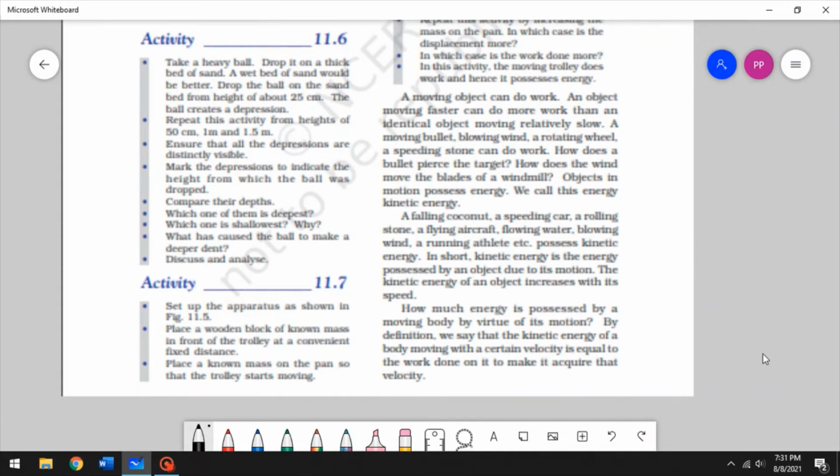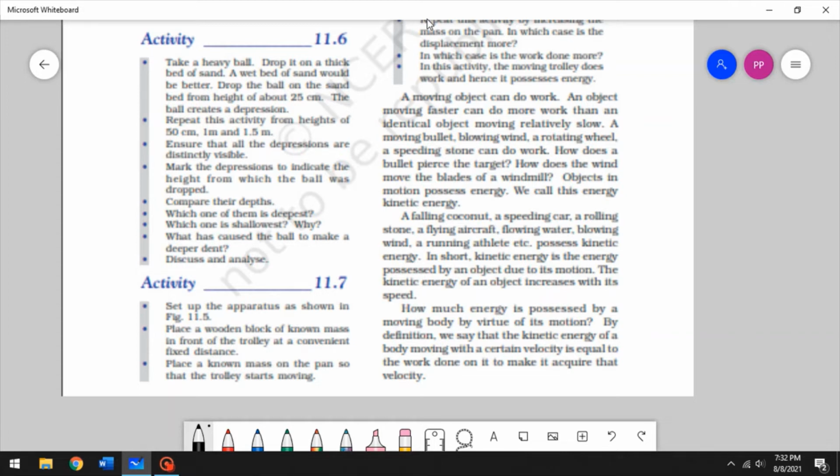Alright, so a moving object can do work. An object moving faster can do more work than an identical object moving relatively slow. So a moving bullet, blowing wind, a rotating wheel, a speeding stone, they all can do work because they have a force that has been applied on them and they are able to move. They are moving in the direction of the force applied. So how does the wind move the blades of a windmill? Objects in motion possess energy, and this energy that moving objects possess is called kinetic energy.